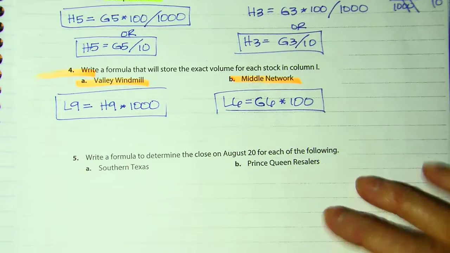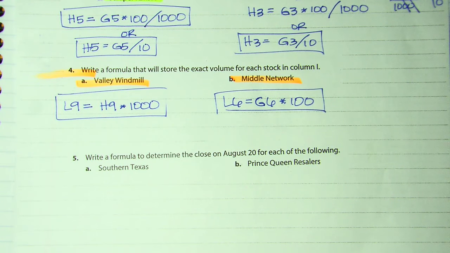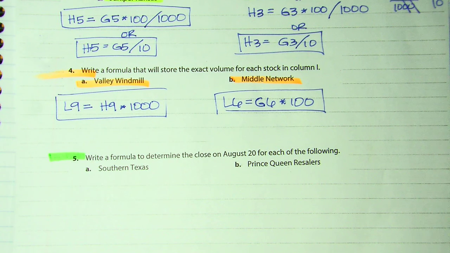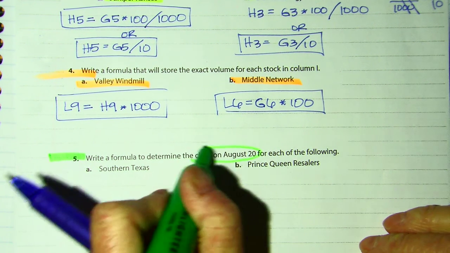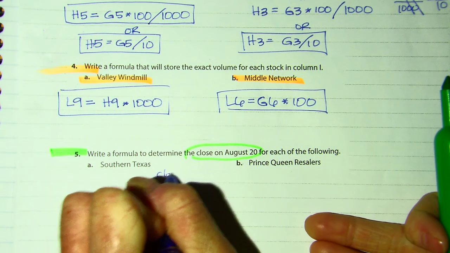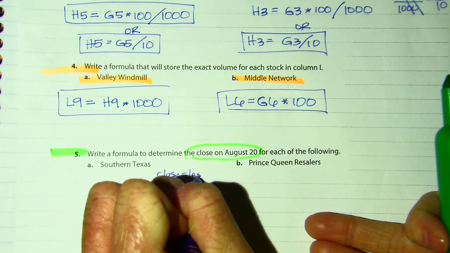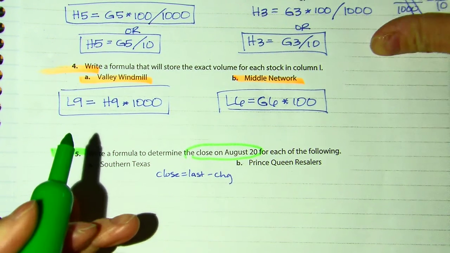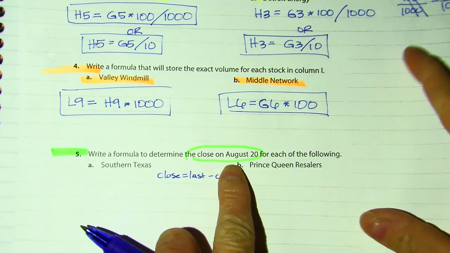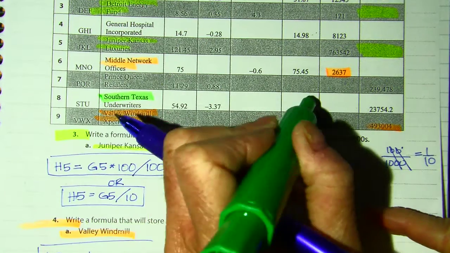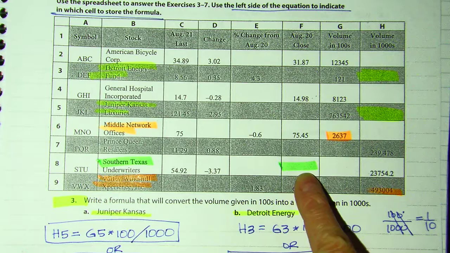Number 5. Write, and I'll color code this one green to show you the boxes I'm using. Write a formula to determine the close on August 20th for each one. Remember, our close equals last minus our change. So the August 20th close for Southern Texas. Here's August 20th close, I hope you can see that. August 20th close, Southern Texas.